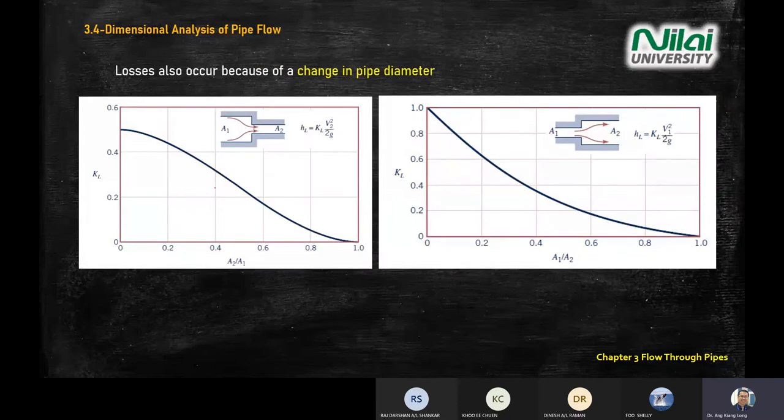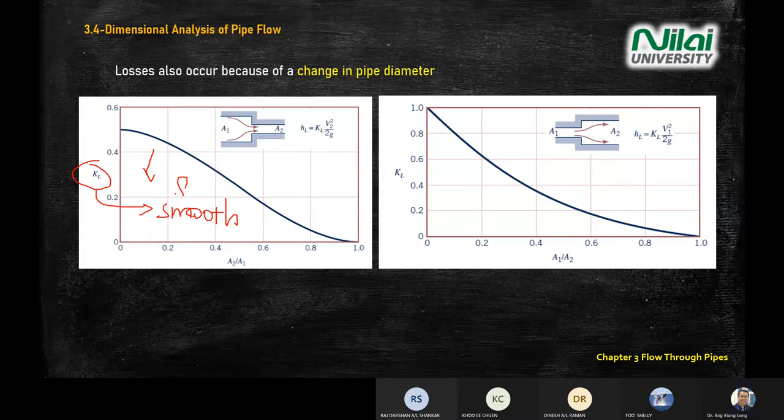The next one is a few more charts to refer to. As you can see, this shows what happens to the KL if you have a ratio between A1 and A2. From the graph on the left-hand side, you take A2 divided by A1, and as you increase A2, the ratio increases moving from left to right. You can see the KL is dropping. If the KL value drops, it means the flow is easier and smoother.